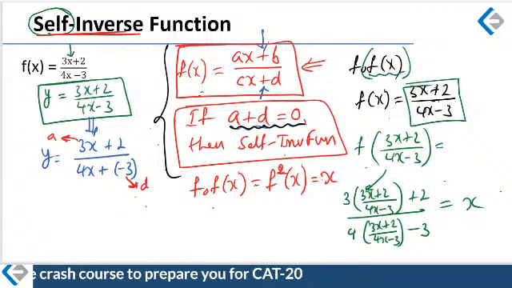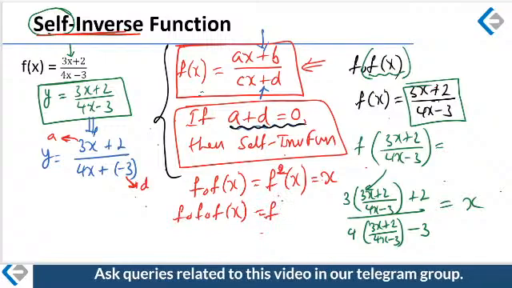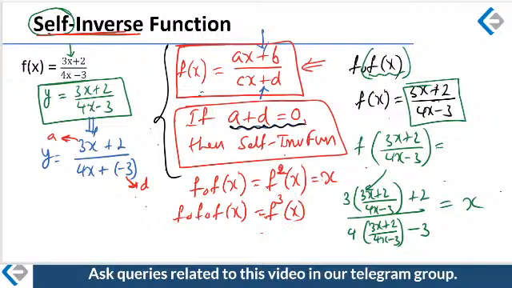Therefore, what is f cube x? That is f of f of f of x, can also be popularly written as f cube x. F cube x is nothing but f of x. Why? Because f square x is x. Now you are giving this into another function of f.